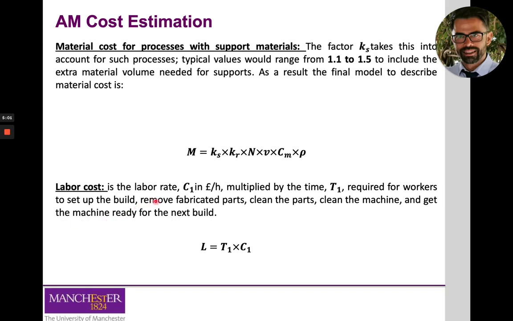The other component is the labor cost. And the labor cost is simply the labor rate in pounds per hour multiplied by the time T1. And this time T1 is the sum of different times. So it's the time that, for example, the worker needs to set up the build, for example, filling in the material reservoirs or setting up the process parameters, then removing the parts from the building platform once this is printed, all the post-processing of the part, the cleaning, the impregnation of the part, and again, cleaning the machine and setting up the machine again for the next builds. All of that will be taken into account in this factor T1.